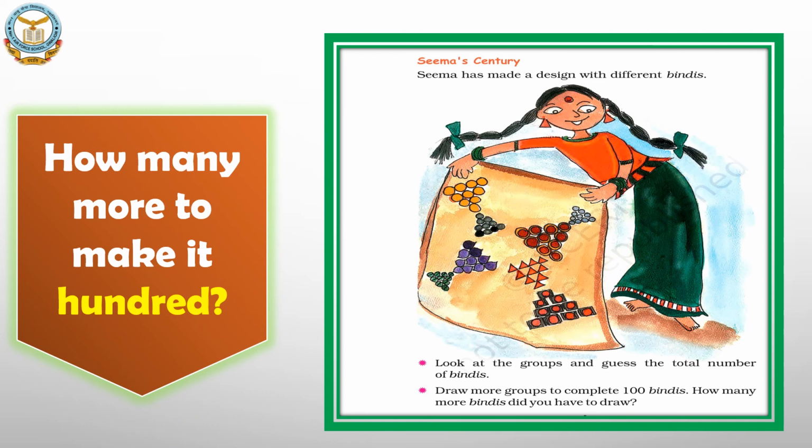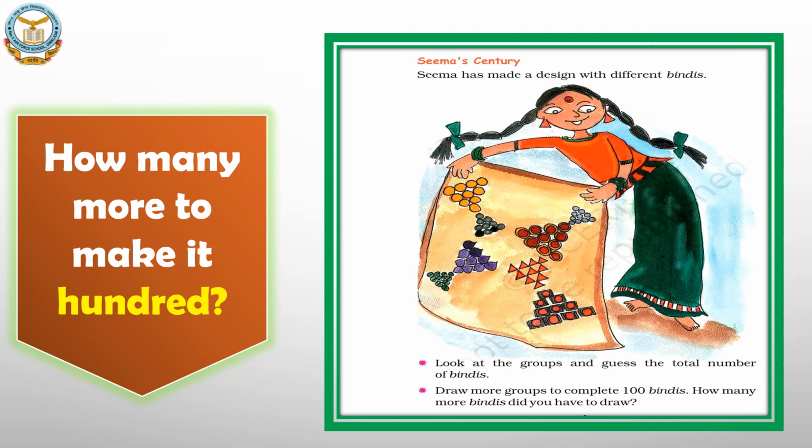My dear students, now we are heading towards our last concept of this chapter, that is how many more to make 100. We have already learned about grouping in tens. After that, we will move further towards 100. To explain this, I have brought you one example, which is also mentioned in your book. The heading of this example is Seema's Century. Yes, Seema is going to make a century.